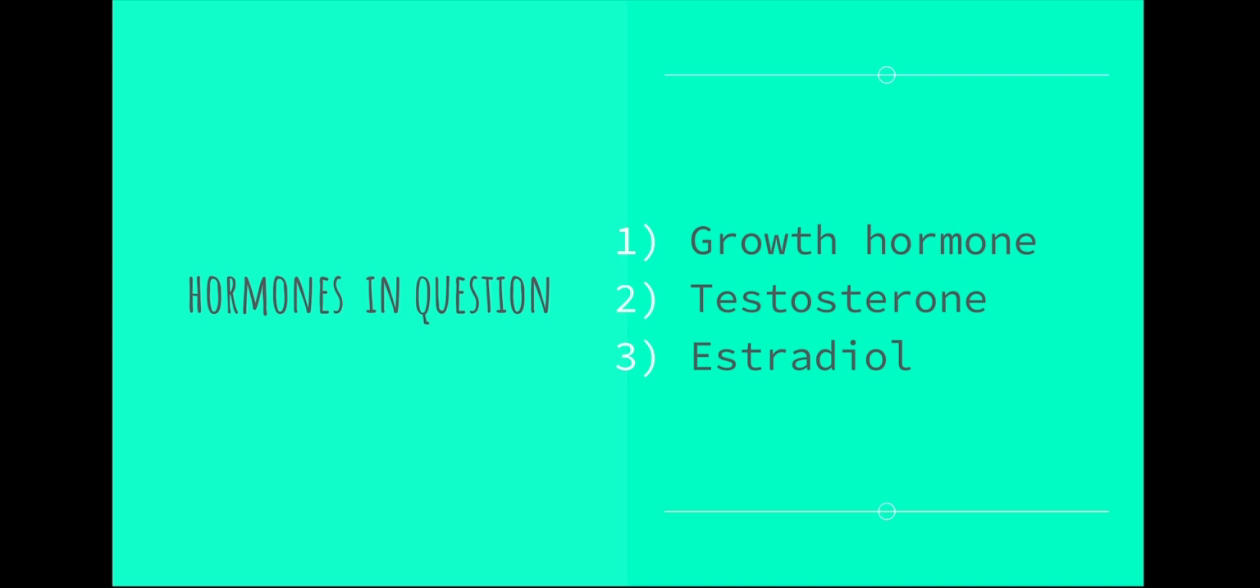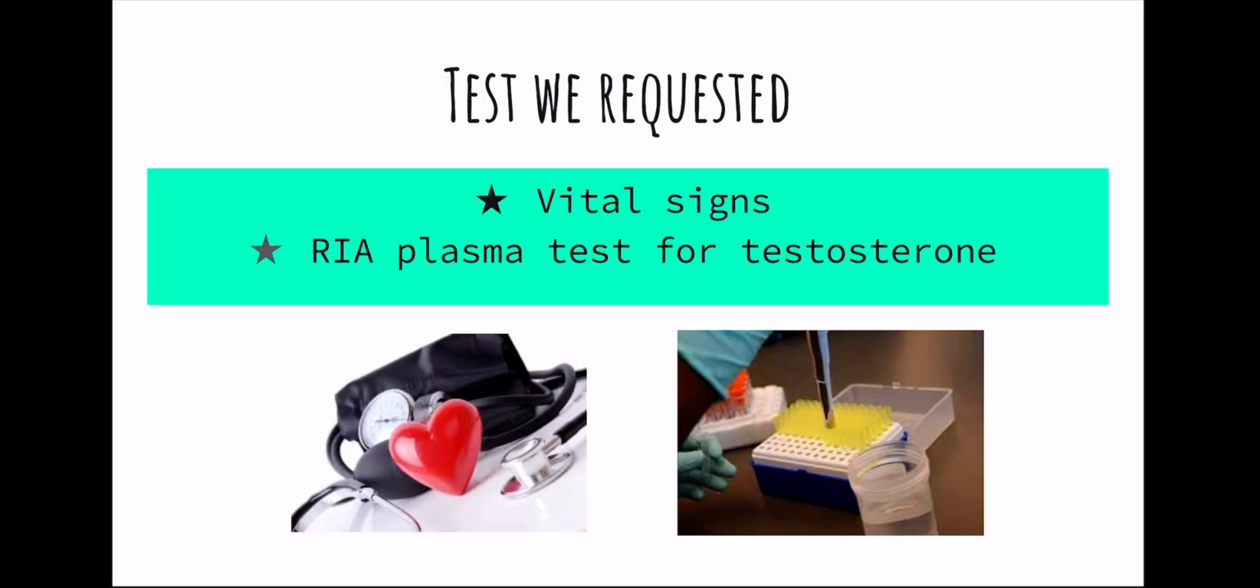The tests that we thought to request were the vital signs, because we thought that the vital signs would really tell us a lot about the rats, and the use of what hormone it was. And then after that, we decided to do an RIA plasma test for testosterone.